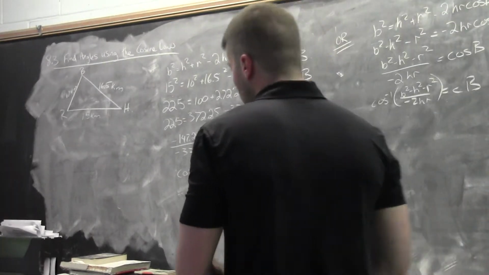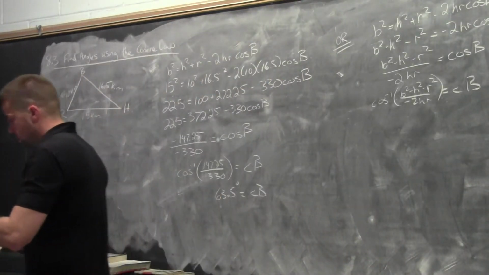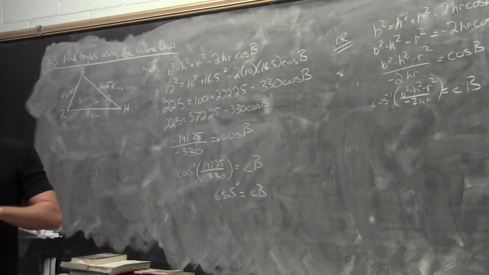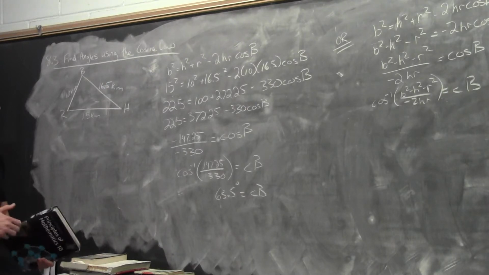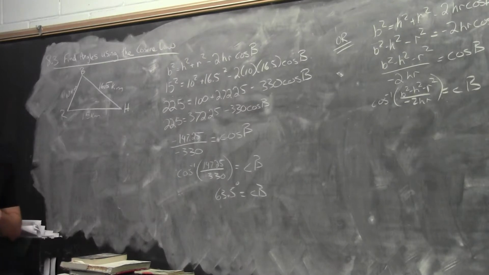Okay, this is section 8.3 in your textbook on page 412. So we're finding angles using the cosine law. At the very end of the last lesson, 8.2, I talked about when to use the cosine law. I mentioned to use it for side, side, side. All this lesson is about how to use side, side, side and solve for the angle.